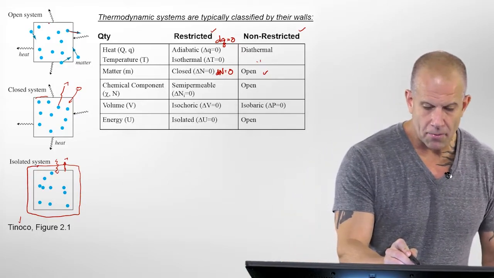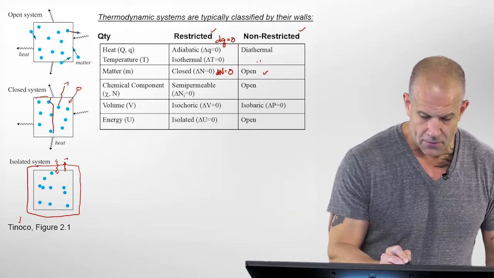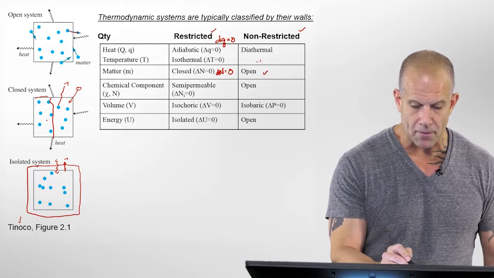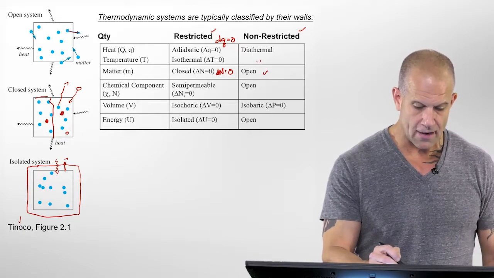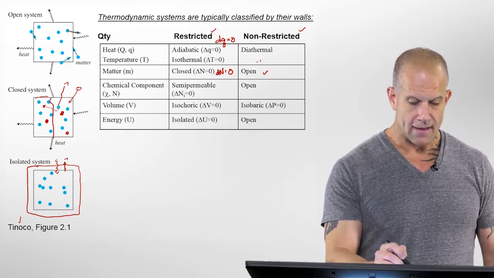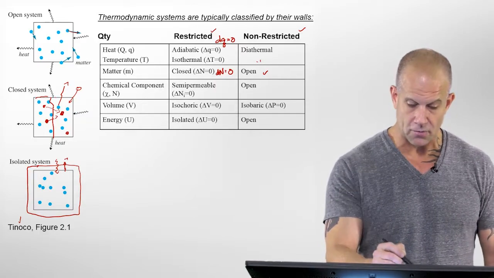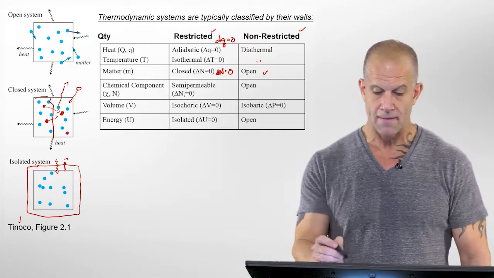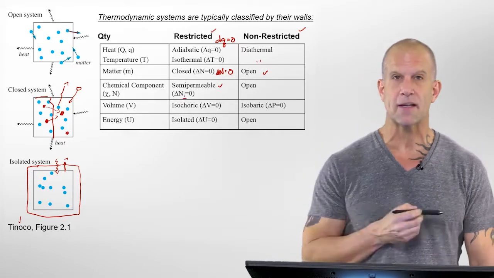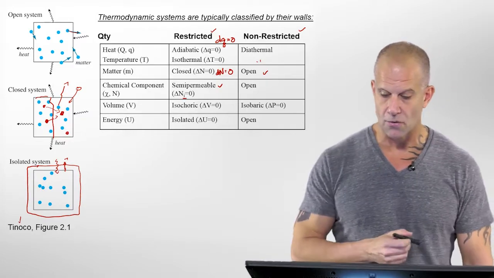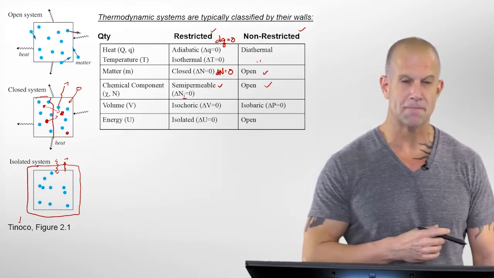If we block off a system, say with a semi-permeable membrane where we allow, for example, red particles to travel back and forth, so it's semi-permeable to red but not to blue, that's called semi-permeable with respect to specific components within the total number of moles, and otherwise it's open.